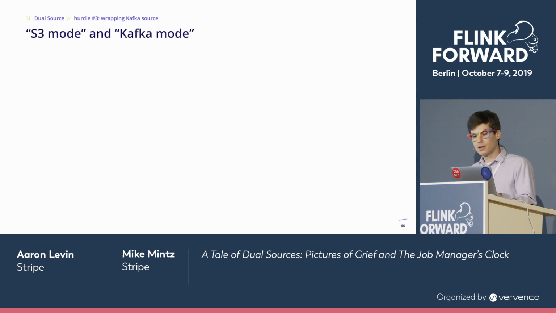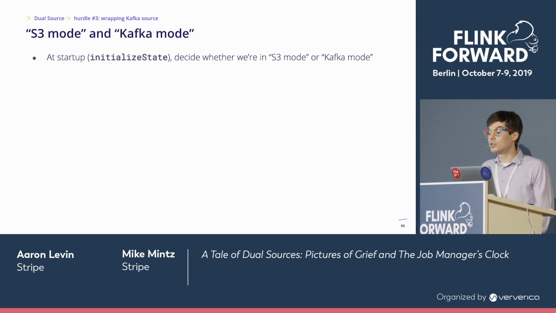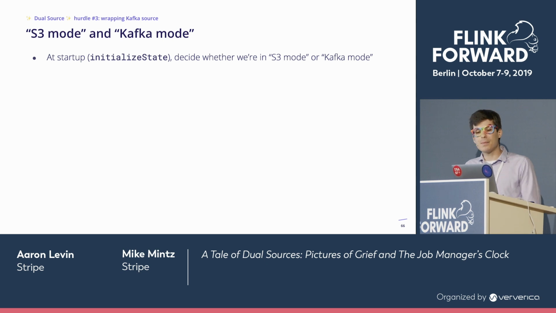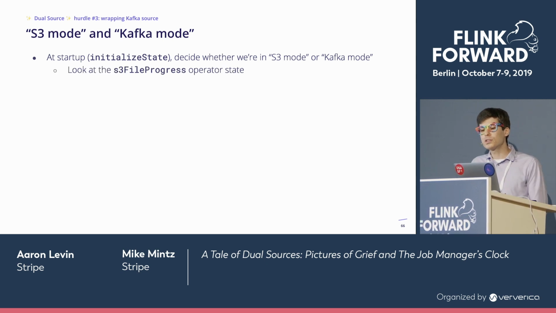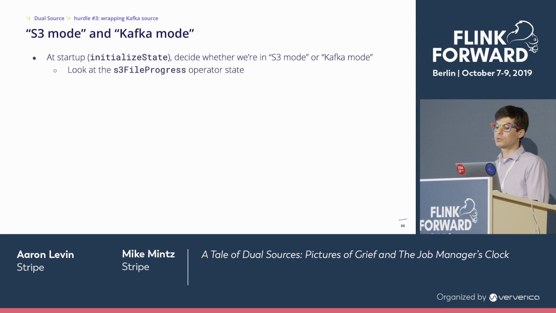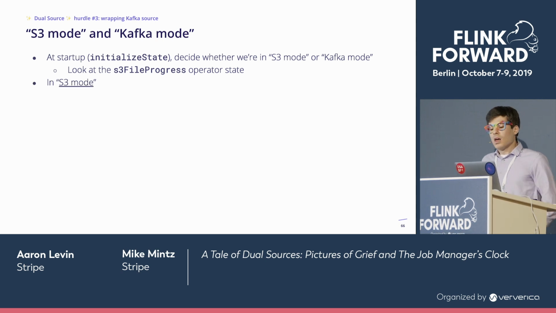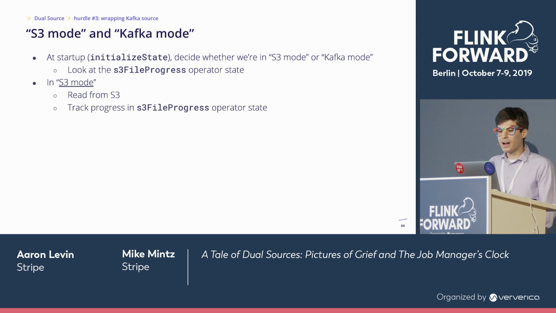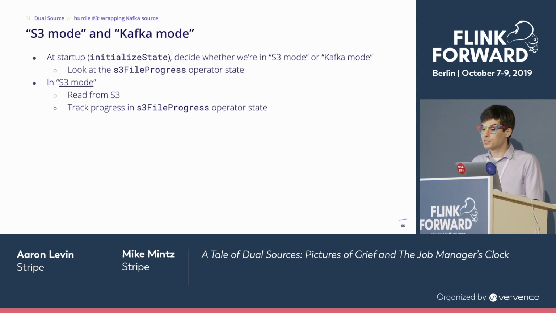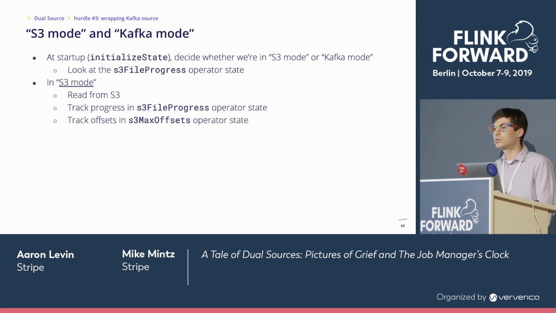So how would this work? First, whenever we initialize our dual source, we should decide whether we're in S3 mode or whether we're in Kafka mode. And we can determine that by examining the operator state, which we're already writing to track our progress through the S3 files. When we start up in S3 mode, we'll just continue reading S3 files like normal. We'll track the progress through the files using the S3 file progress operator state, and we'll track the archived Kafka offsets that we've seen in the S3 max offsets operator state.